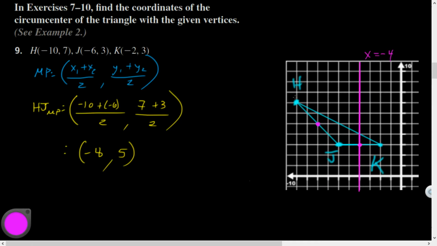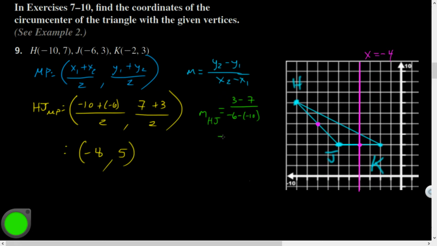Let's find the slope of HJ. All right, slope formula. Do you guys remember the slope formula? M. Ooh, that's a lumpy M there. M is equal to, the slope is y2 minus y1 over x2 minus x1. Right? So there's the slope formula. Let's find the slope of HJ. So that's going to equal 3 minus 7 over -6 minus -10.